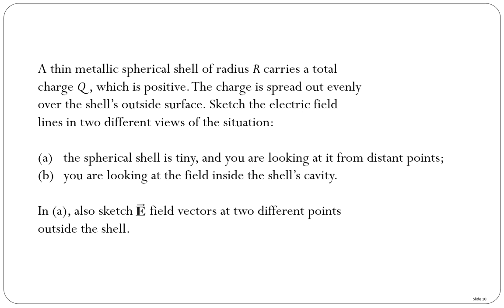Why would the charge be evenly spread out on the outside surface of the shell instead of unevenly? Because it's symmetrical, it's got to be spread out evenly. If it was asymmetric, it would be more in the parts that are sharper and less in the parts that are flatter. Okay? Sketch the electric field lines if the shell is tiny and you're viewing it from far away.